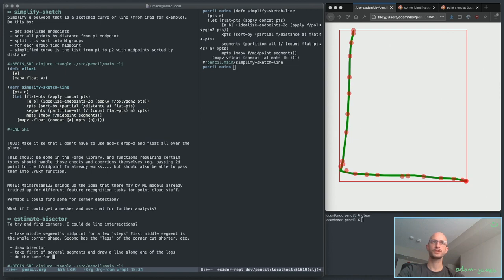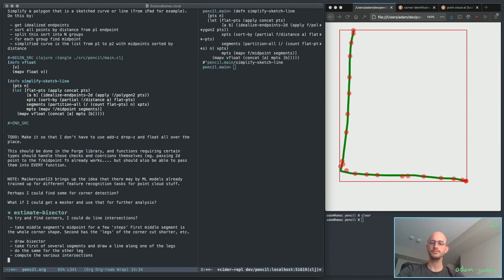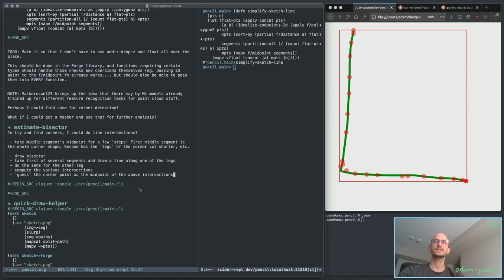Do the same for the other leg. Compute the various intersections. Guess the corner point as the midpoint of the above intersections. Okay, not sure if that makes any sense. I'll see what I can do here.